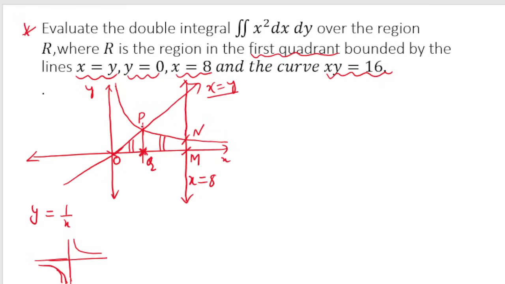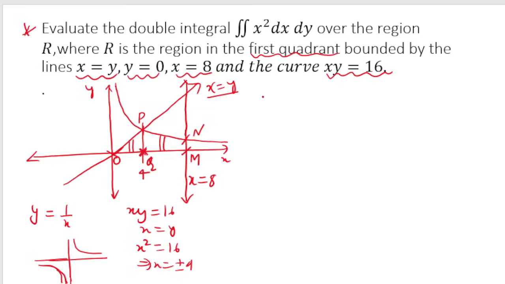These two curves, xy is equal to 16 and x is equal to y, are intersecting. So x square is equal to 16. So I will get x is equal to plus minus 4. It is intersecting at 4 in the first quadrant and at minus 4 in the third quadrant, which I am not considering. So let me write the integral.